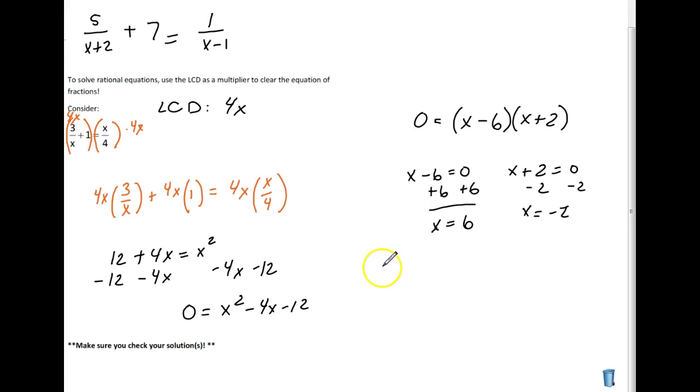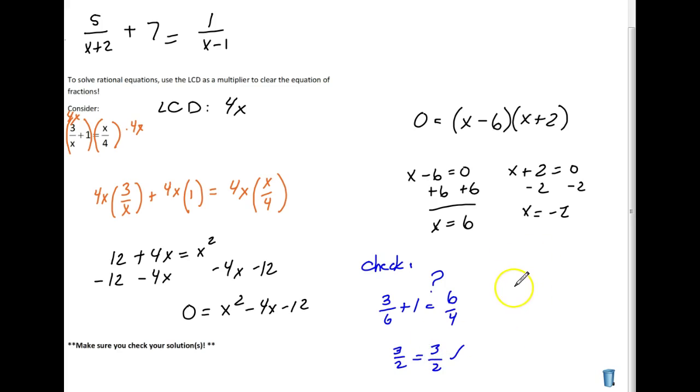So for the first one, if we're going to do our little check step, I'm going to write check just so you know this is where it's happening. So 3 over 6 plus 1, does that equal 6 over 4? That's the question. Well, 3 over 6 is 1/2, plus 1 is 1 1/2, or 3/2. And of course 6/4 reduces to 3/2. And so that checks off just fine, and we're good to go there.